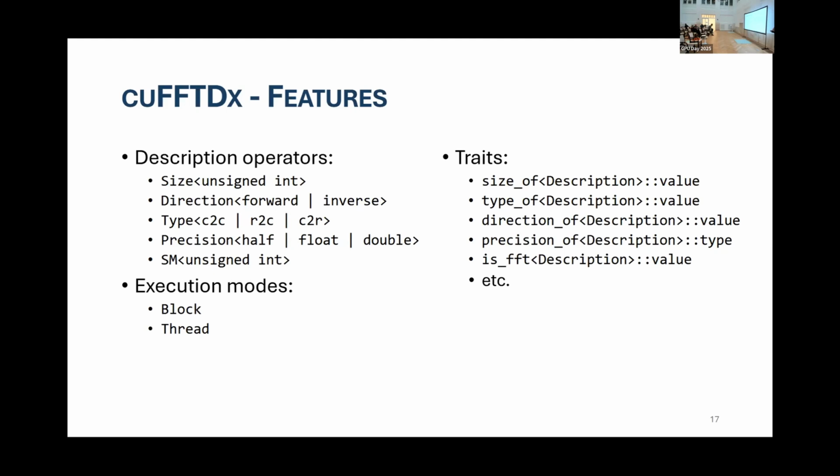Right now, it supports the following description operators like size, direction, type, precision, very standard Fourier transform stuff. These could be queried using these trait functions that take in a description as a template argument and return their value as a constant expression. And we have two execution modes right now, which are block and thread. Now the thread one does, of course, a Fourier transform in a single thread, but with block, we could actually use stride loops and folded Fourier transforms to great lengths.